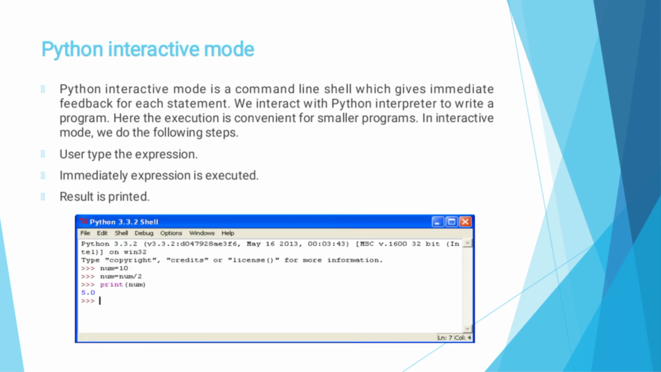The next one is Python interactive mode. Python interactive mode is a command line shell which gives immediate feedback for each statement. We interact with the Python interpreter to write a program. Here the execution is convenient for smaller programs. In interactive mode, we do the following steps: the user types the expression, the expression is immediately executed, and then the result is printed. This is the interactive mode.